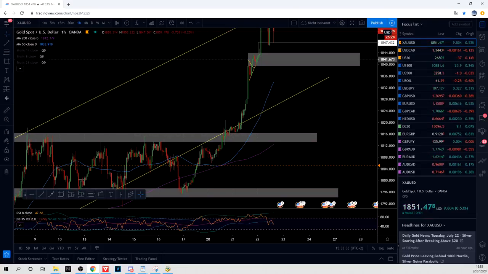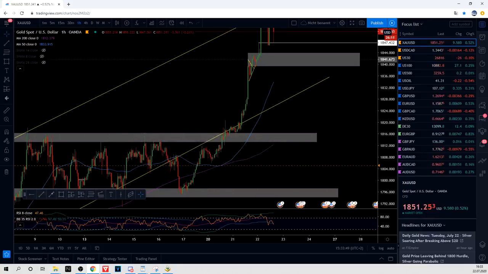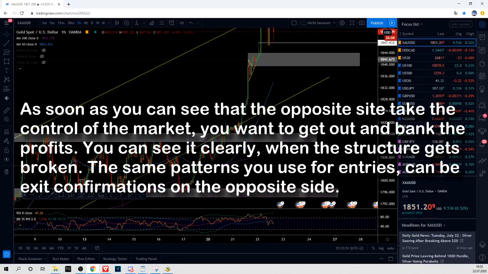Number three, how to scale out of a winning trade. I mean, you can close your positions based on a candlestick formation as well. I've told you this, I will tell you again and again. As soon as you can see that the opposite side takes control of the market, you want to get out and bank the profits. You can see it clearly when the structure gets broken, okay?